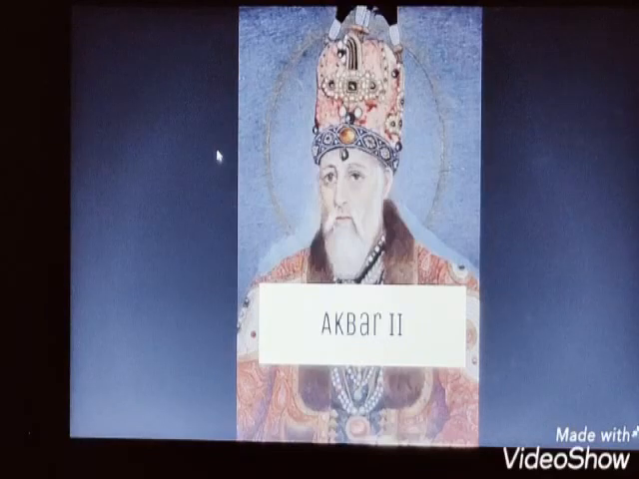Akbar II ascended the throne in 1806, but he neither gave nor received much glory for the Mughal Empire, and he was like a British prisoner all the time during his rule.